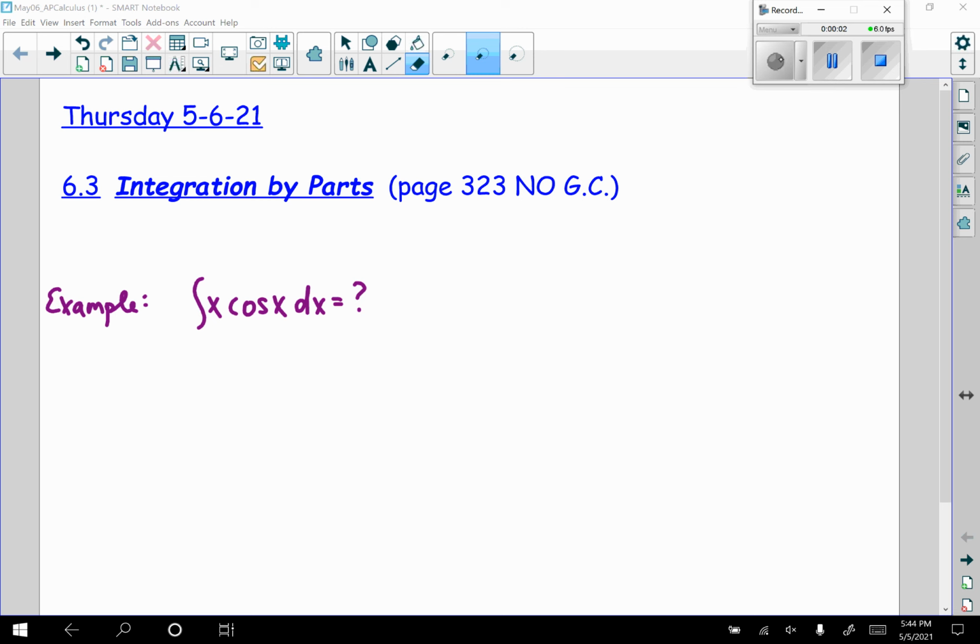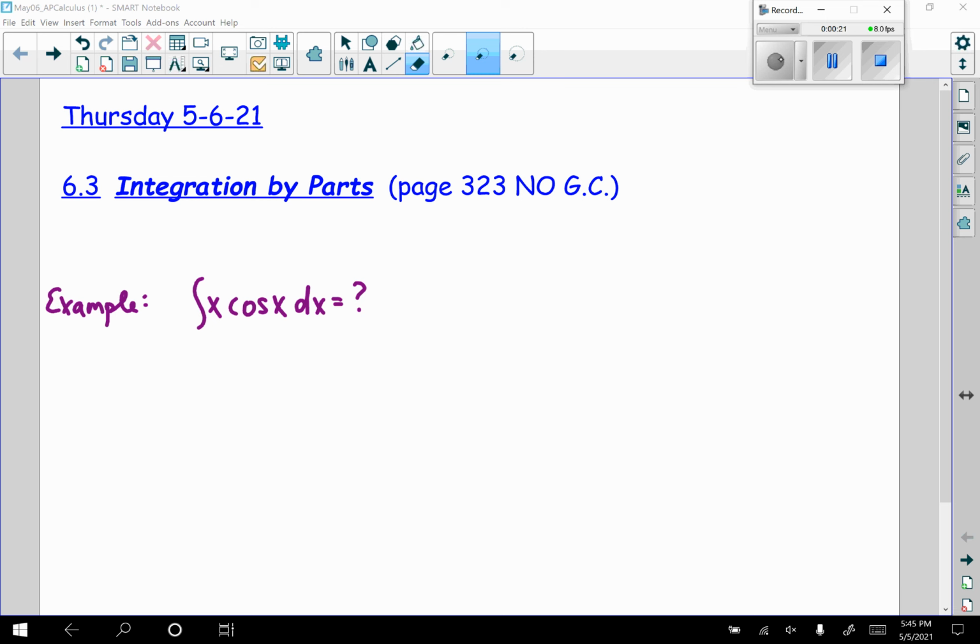Today we're going to take a look at our last topic of the year, integration by parts. We're going back to section 6.3 from the textbook. Usually the end of Calc 1 and the majority of Calc 2 focuses on techniques of integration. U-substitution is just the tip of the iceberg. Integration by parts is another technique.